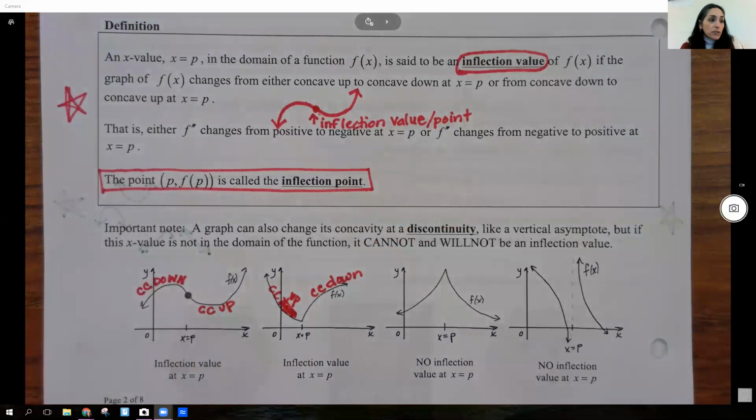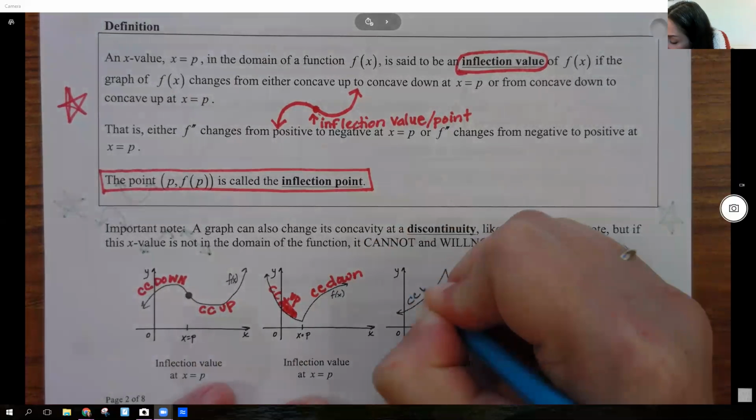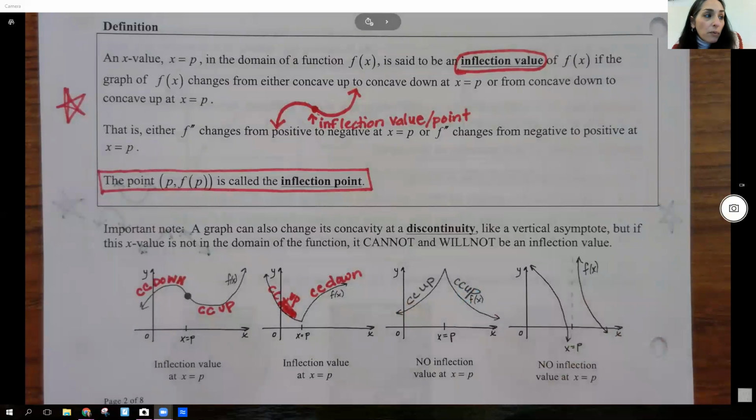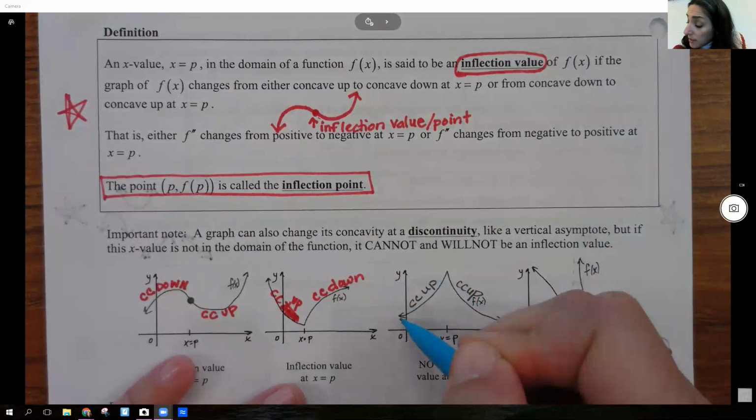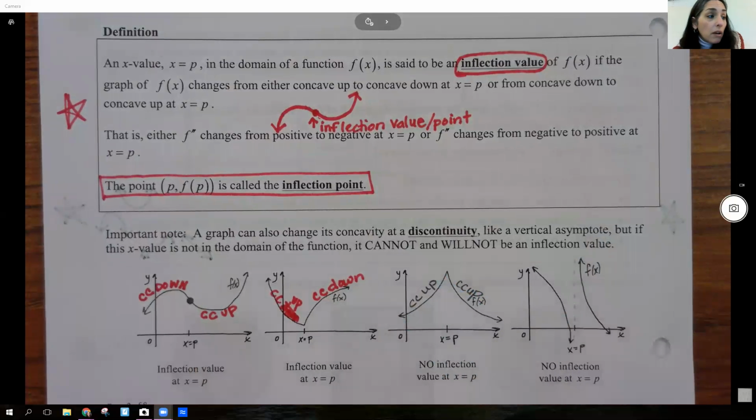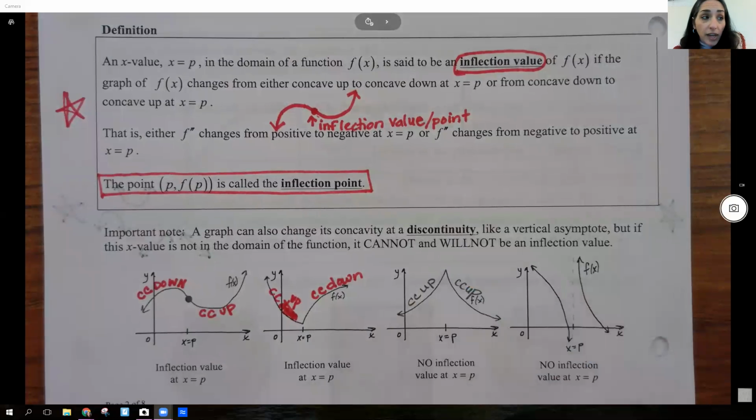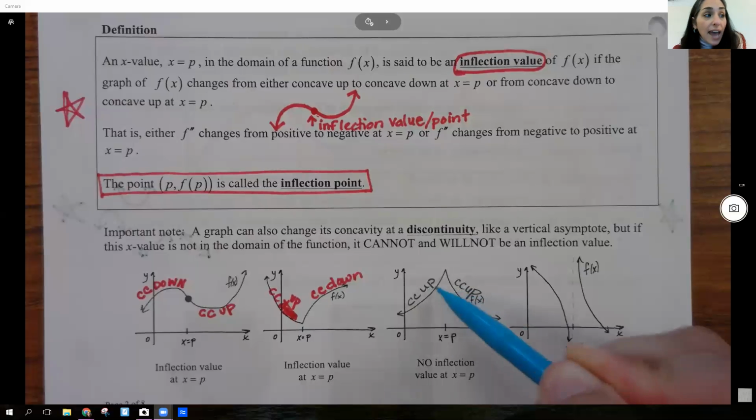The last two pictures are examples of where you don't have an inflection, because this would be concave up, and this is also concave up. So even though the first derivative changed, notice the first derivative does change for that. This is a positive slope and this is a negative slope. You have a relative maximum. That corner point right there would be a relative max, but as far as an inflection point, you do not have an inflection point because we did not change concavity.